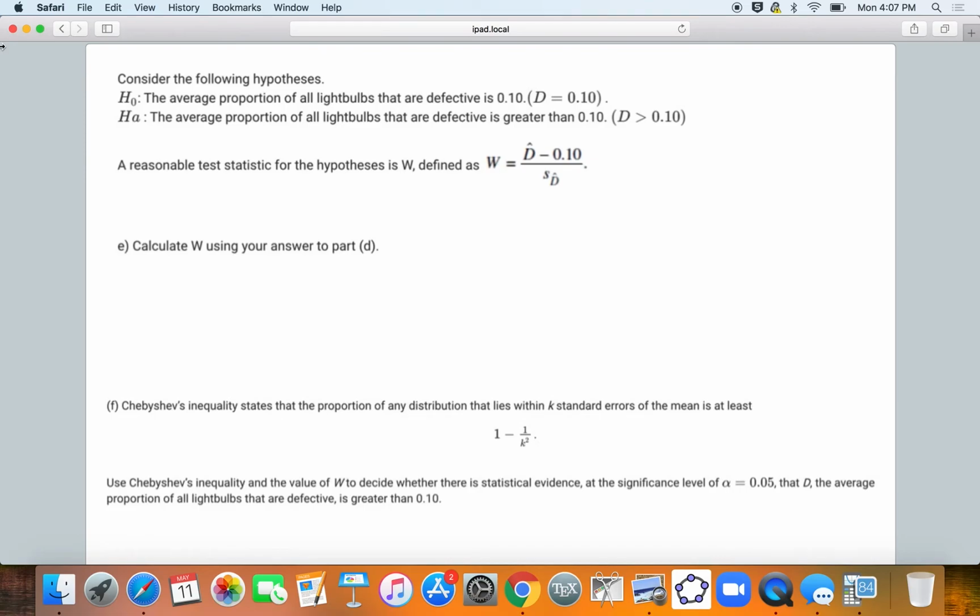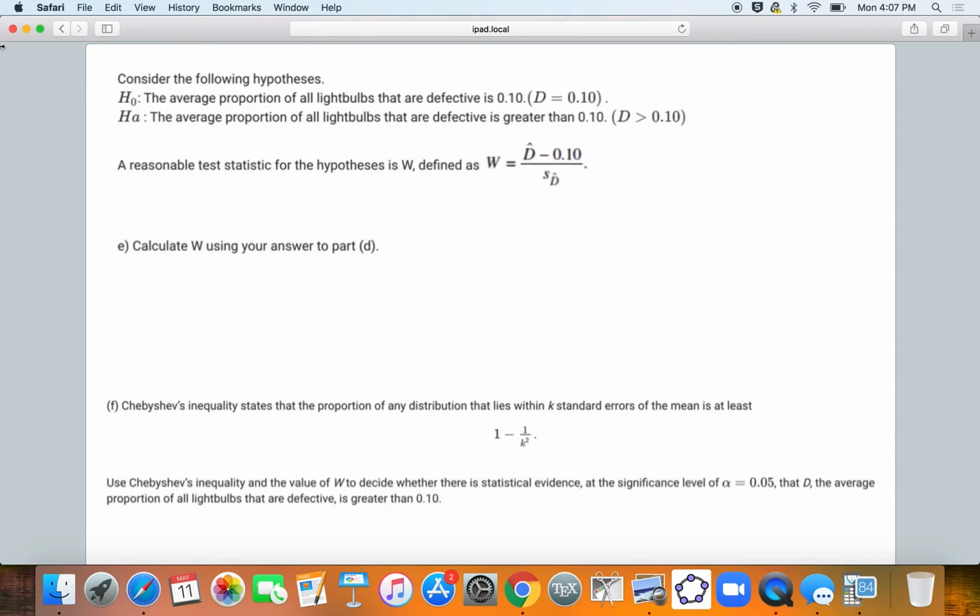So last section, the average. Consider the following hypothesis. Our null hypothesis is that the average proportion of all light bulbs that are defective is 0.10 or 10%. And then our alternative that we're looking for evidence of is that the average is greater than 10%. And so it tells us that a reasonable test statistic for this hypothesis is defined as W. It says, for E, calculate W using your answer to part D.